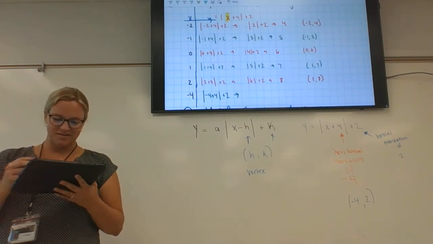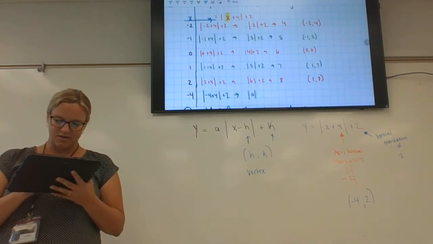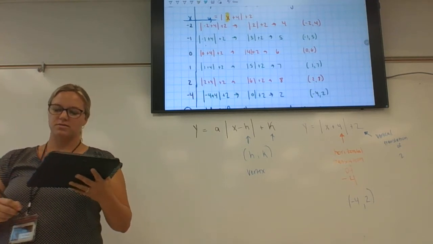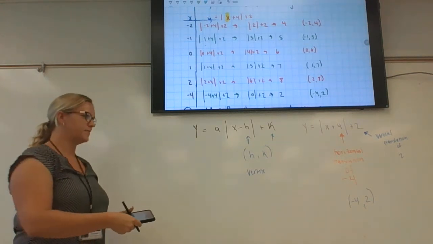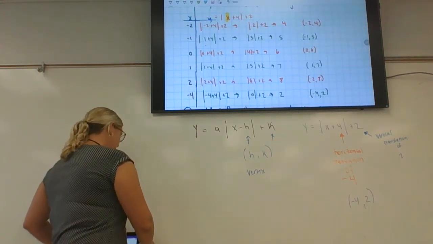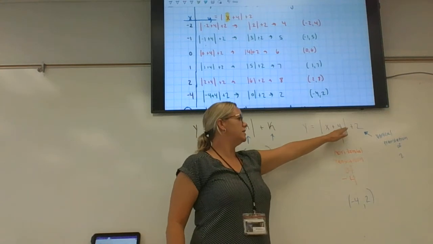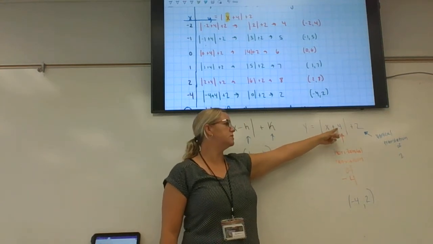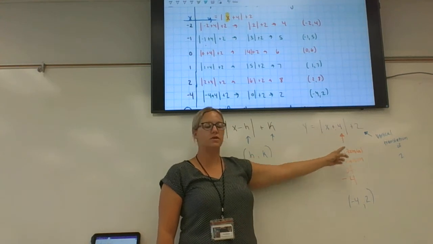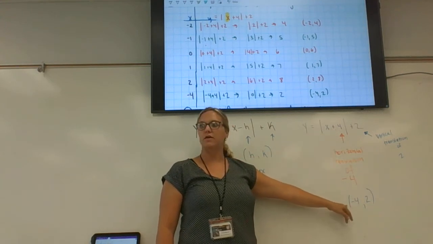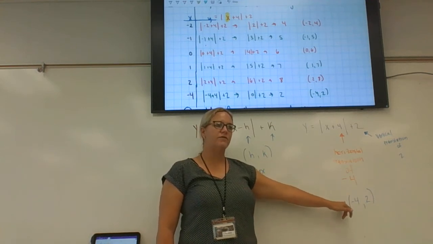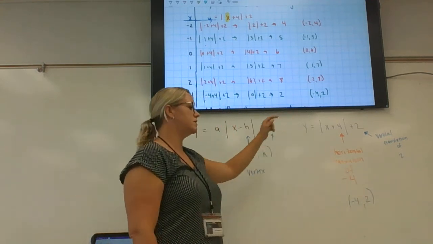What do we get? 2. We get 0 plus 2, 2. Sweet. Why did I do that? Because I saw in the equation that it was an important point. You always do the opposite of this. So if it looks like +4, you do -4. Sure enough, when we put -4 in, we got 2 out. So there's our ordered pair.